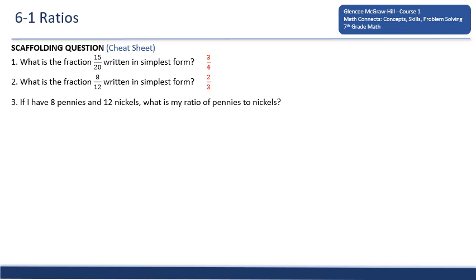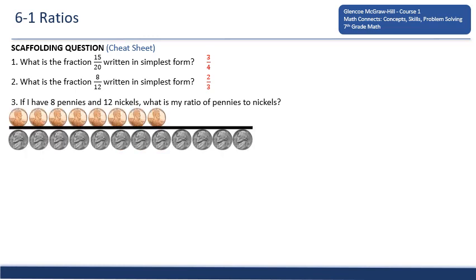If I have 8 pennies and 12 nickels, what is my ratio of pennies to nickels? 8 pennies over 12 nickels, so 8 to 12. Simplify, 2 to 3. So we have 2 pennies for every 3 nickels.